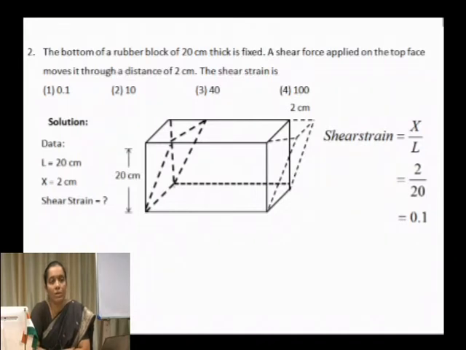So, the data given in this problem is the height of the block, shown in the figure as 20 centimeter, that is written as L, and when a force is applied at the top face, the face is getting displaced through a distance of 2 centimeter, that is written as x. So, the shear strain or the angle of strain is calculated as x by L, that is 2 by 20, that is equal to 0.1.